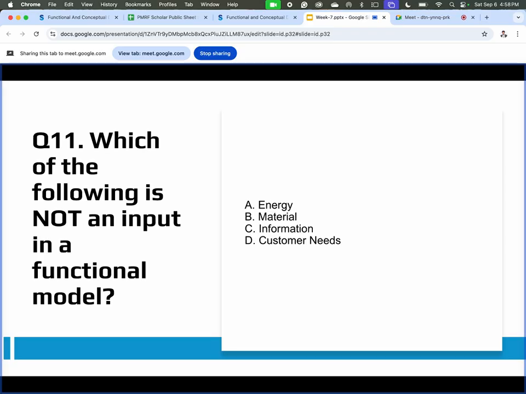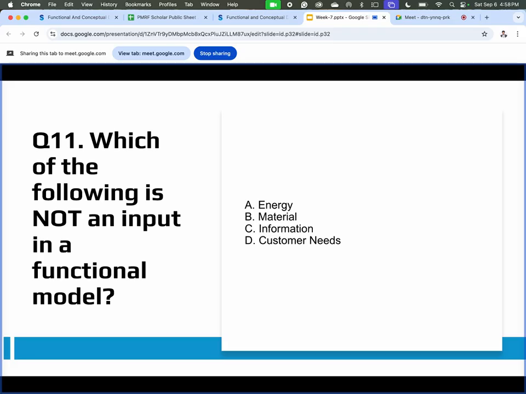For instance, in a microwave oven, electricity is the energy, food is the material, and the cooking setting is the information; these are the inputs. Customer needs, while essential, are not part of the input set. They are instead the foundation that guides function creation. For example, the need to cook food quickly leads to the function transfer heat rapidly, which is then realized through the input flows.